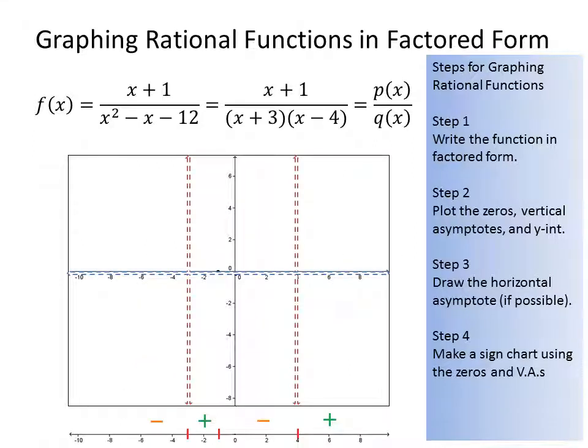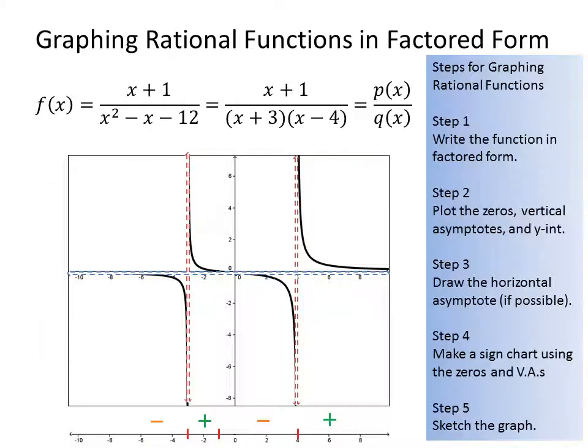Finally, we look at this sign chart and the information that we have, and we make a rough sketch of what this graph might look like. So we know that the function is going to approach the vertical asymptotes, whether they be positive or negative, in those directions. So if it's a positive region, it's going to go to infinity as it goes up to that vertical asymptote. If it's a negative region, it's going to go down to negative infinity as it approaches that vertical asymptote. So in this case, the function would look something like this.